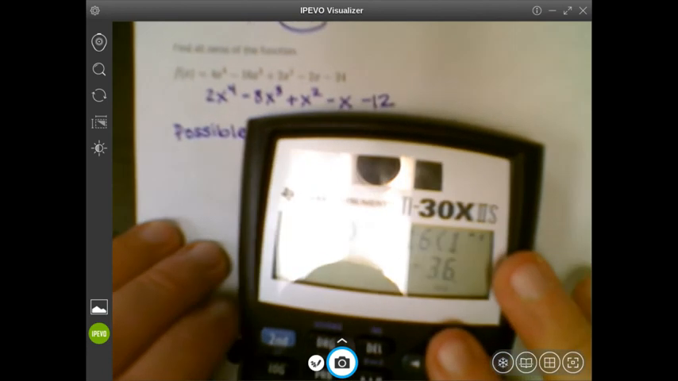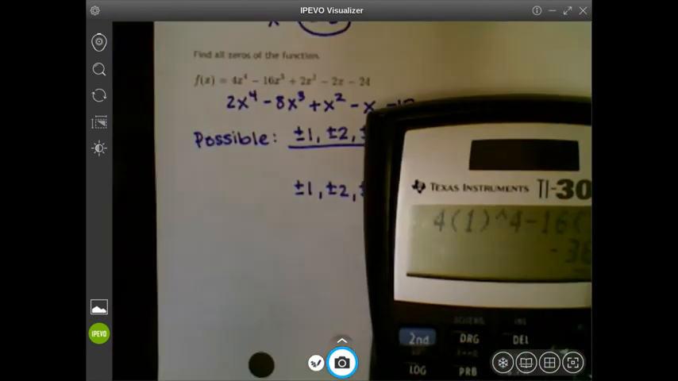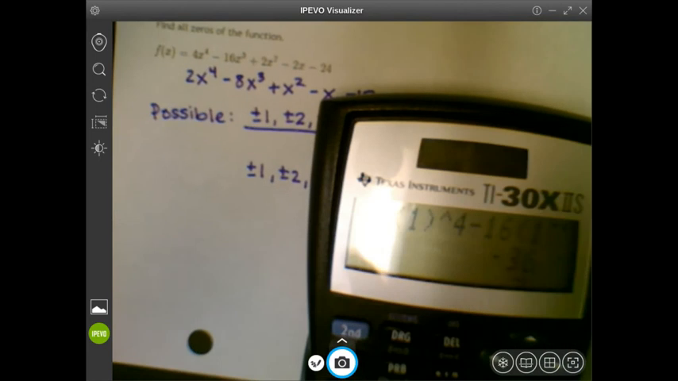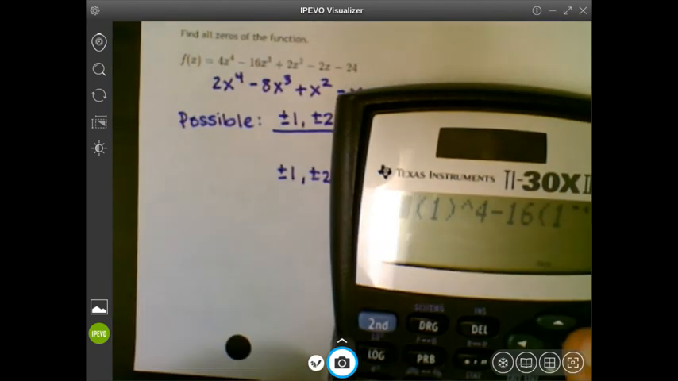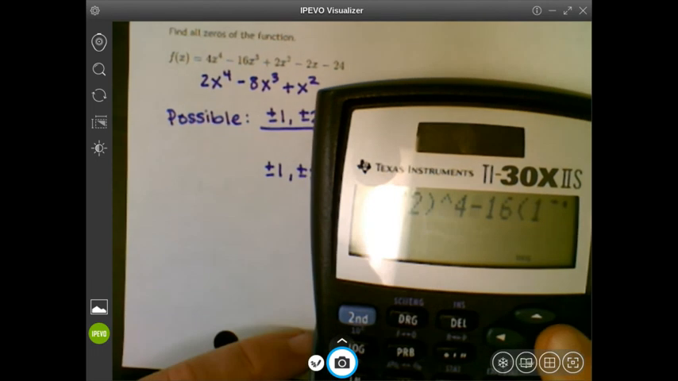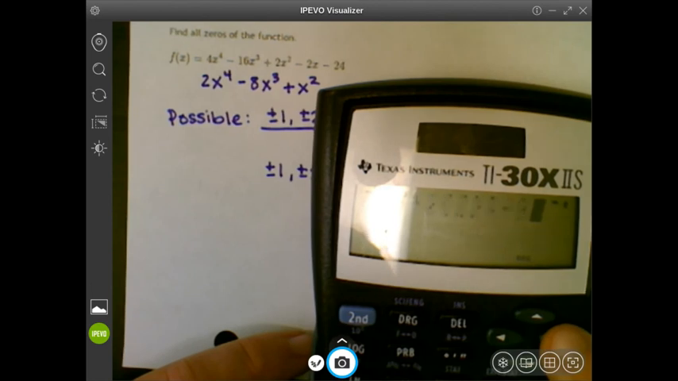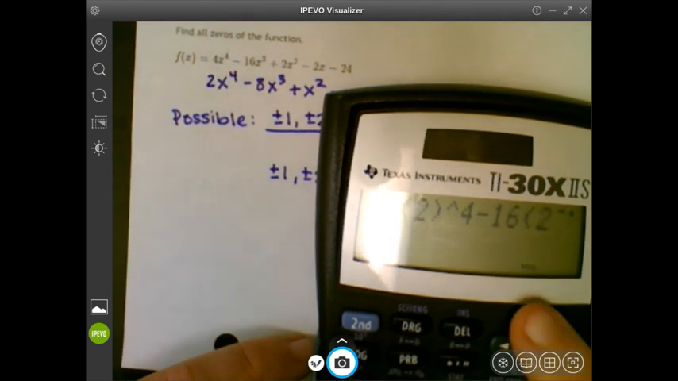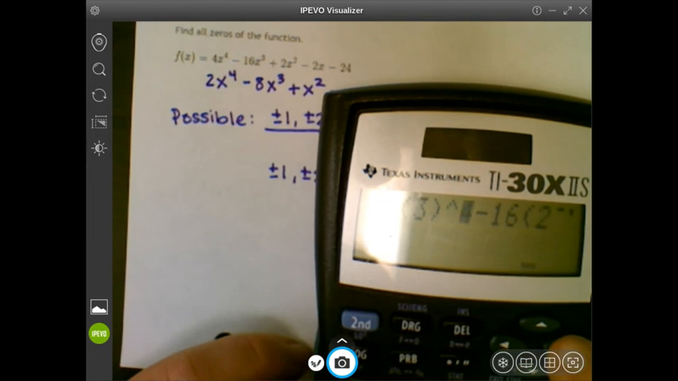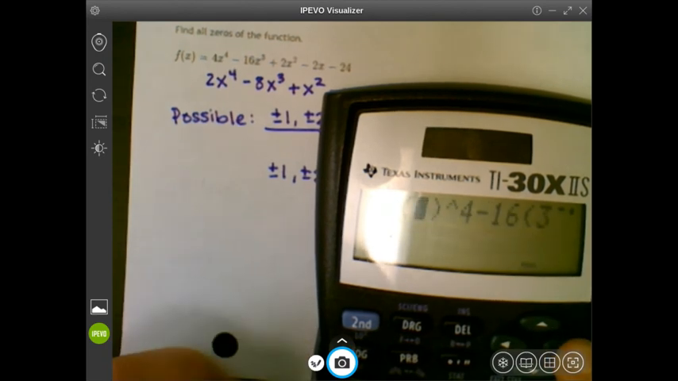So I'm testing 1. I hate that light is literally right there. So testing 1, it didn't work. I got a 36. So now I'm going to retest 2. All right, 2 doesn't work. So I'm going to test 3 again. Sorry, I had it typed in there wrong. 3 doesn't work.